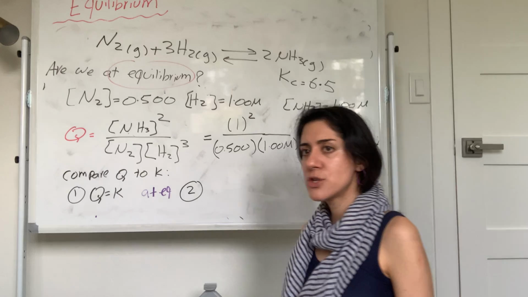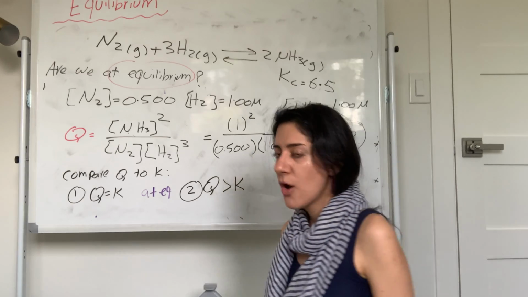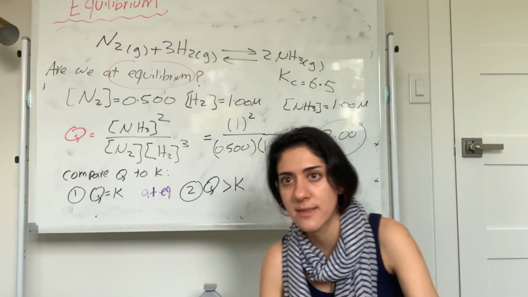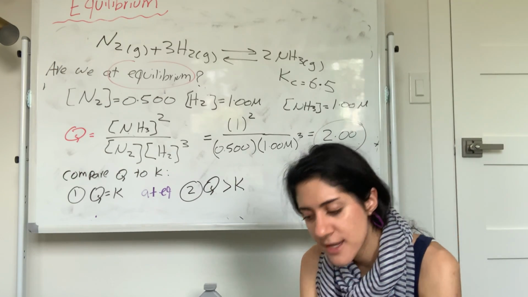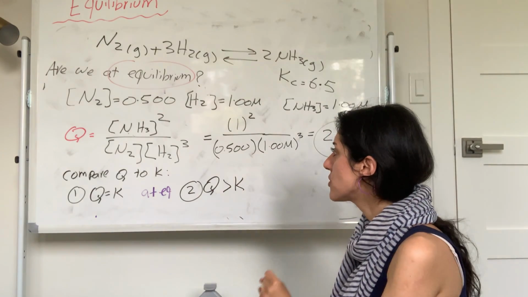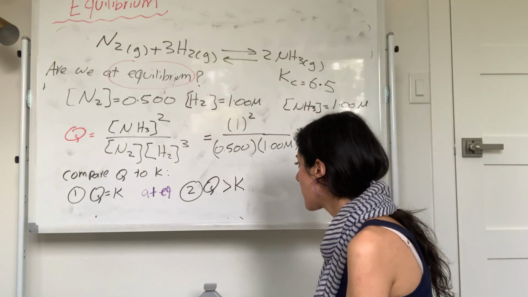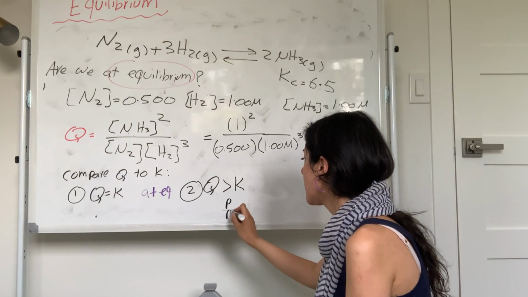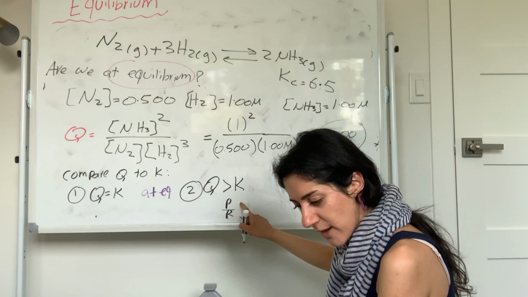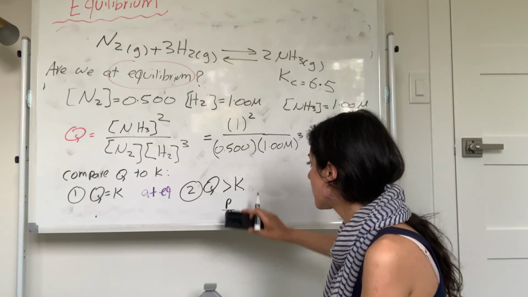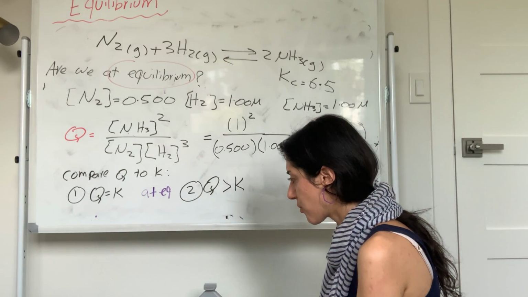Now, possibility number 2 is that Q would be bigger than K. What does that mean? Think about this. It's the same formula, product over reactant. If Q is bigger than K, that means you have too much of what? Product or reactant? That means you have too much product, because that number is big.